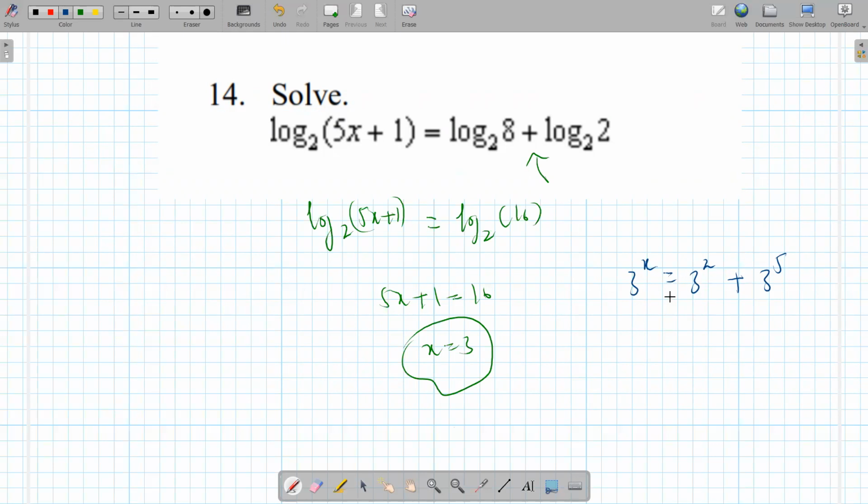What would be the next step here? Would you cancel out the 3's? Are you allowed to cancel out the 3's? No, right? So it's the same idea here. Is that what you meant? I'm not sure if that's exactly what you meant. You want to cancel out all the logs, right?